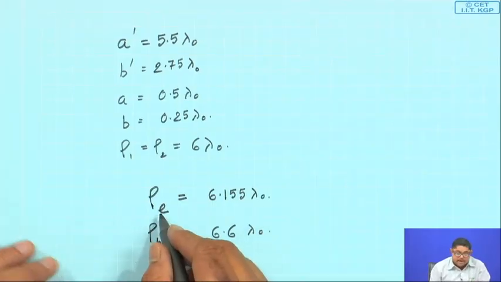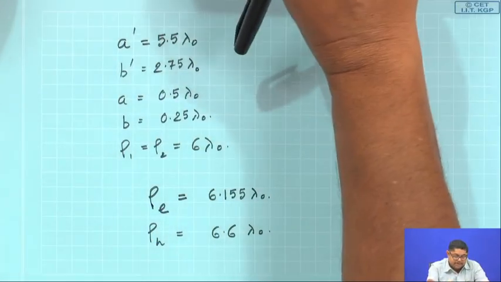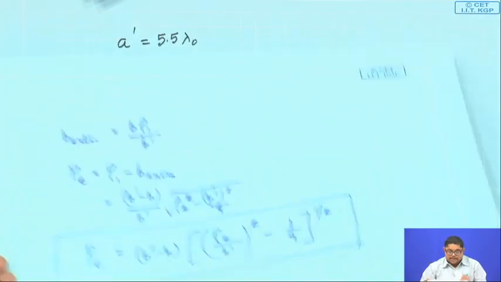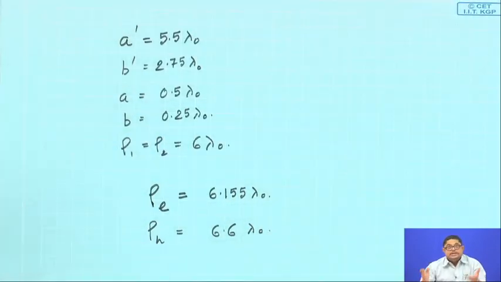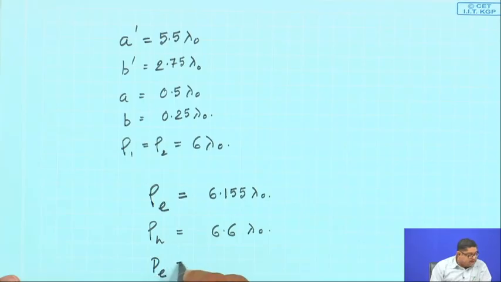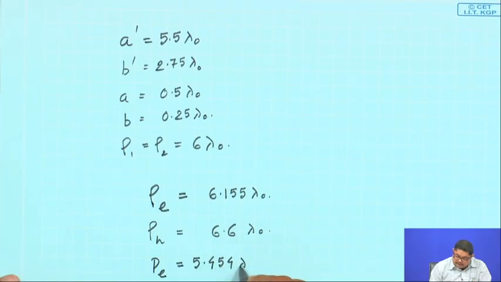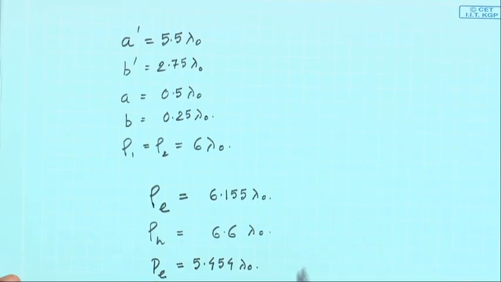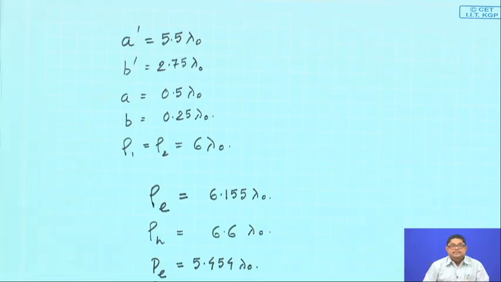Once you get rho E, you see the expressions, since you know B dashed, B and rho E, you can easily get P from here. Similarly, from the other equation you get P H. Check whether they are equal. You will see that P E becomes 5.454 lambda naught and P H is 5.454 lambda naught. So, the horn can be constructed physically.